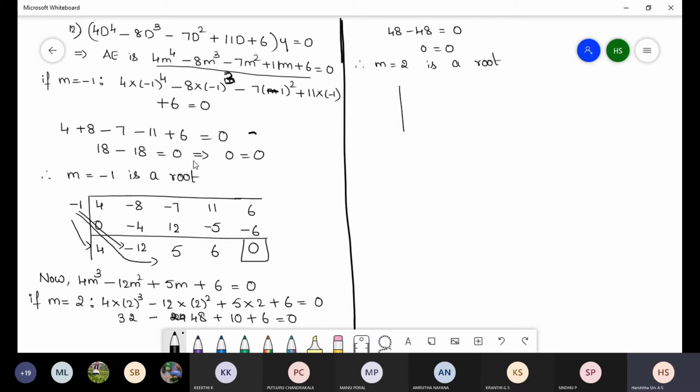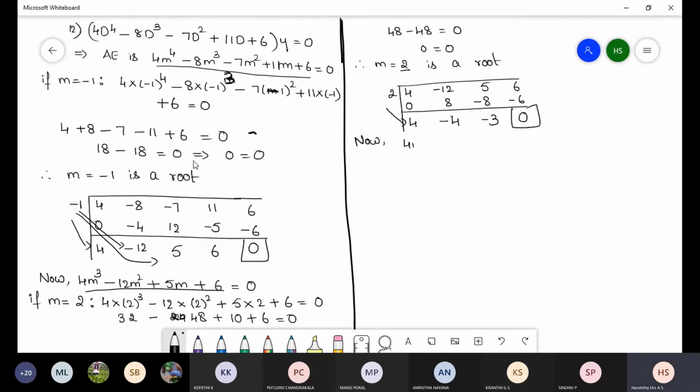Once we get the root, again we have to use the synthetic division. Here I will write the new root, that is 2. So this is the auxiliary equation. Write the coefficients: 4, minus 12, 5, here 6. Here I write 0. So 4 plus 0, 4. 2 into 4, 8. 8 minus 12 means minus 4. 2 into minus 4 is minus 8. So 2 into minus 3 is minus 6. Here we write 0.